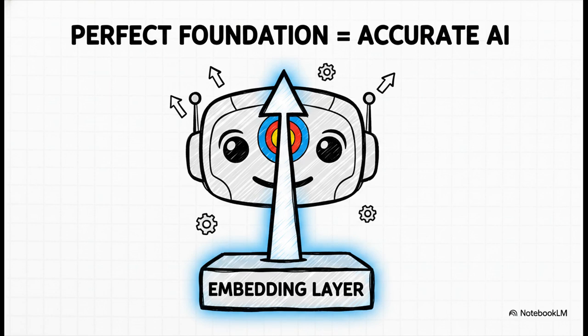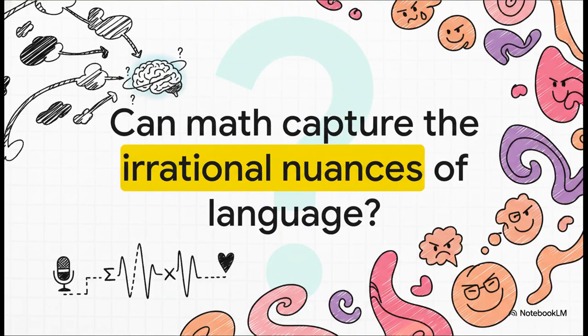So the crucial point is really this: unbreakable relationship. The quality of your embedding perfectly dictates the quality of your retrieval, and the quality of your retrieval completely determines the accuracy of your RAG system. Your entire AI application depends, fundamentally, on this single layer mapping meaning correctly. No pressure, right? Which really leaves us with a fascinating paradox to ponder as we wrap up today.